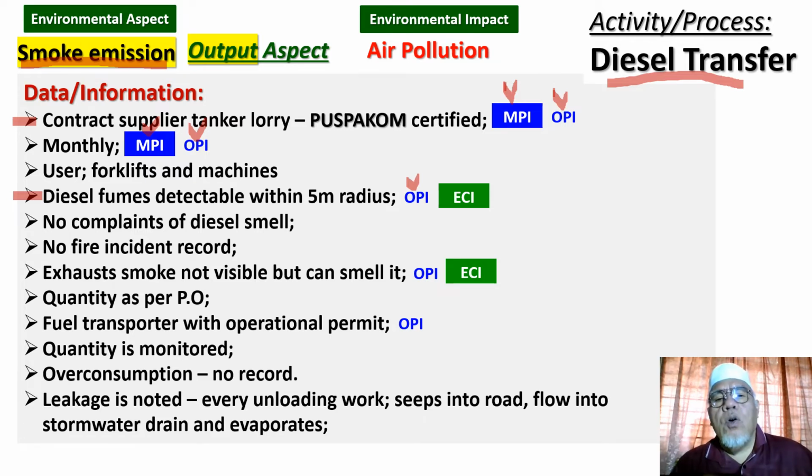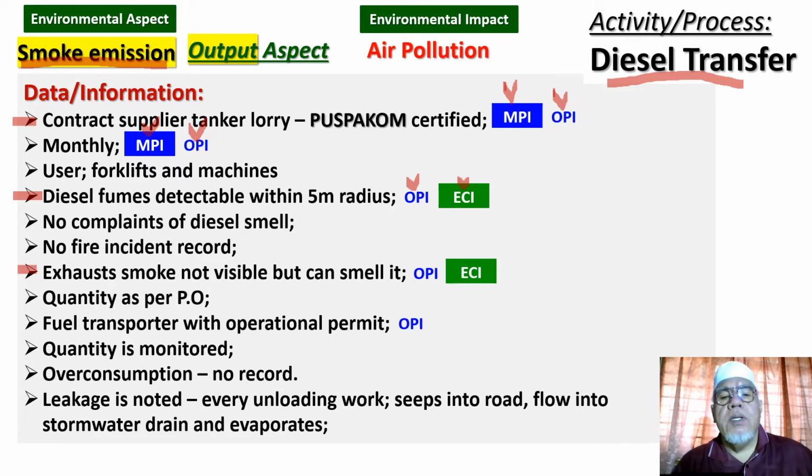One data for OPI, and fumes detectable, meaning it is in the atmosphere, in the air. It is an indicator of pollution. So we have got one ECI over here. I hope we are able to follow. I'm sorry, I've got to make it snappy, otherwise the video is going to be too long. And no complaint on smell, diesel, nothing to do with smoke emission, no fire, nothing to do with smoke emission. What about exhaust smoke? Not visible.